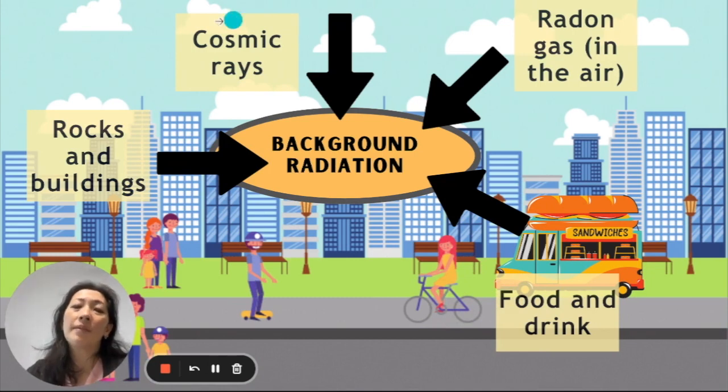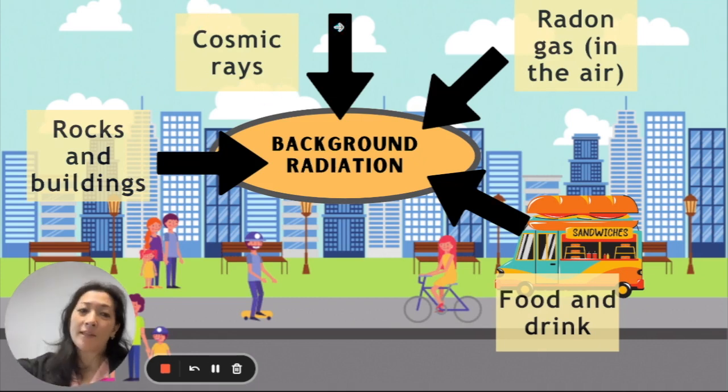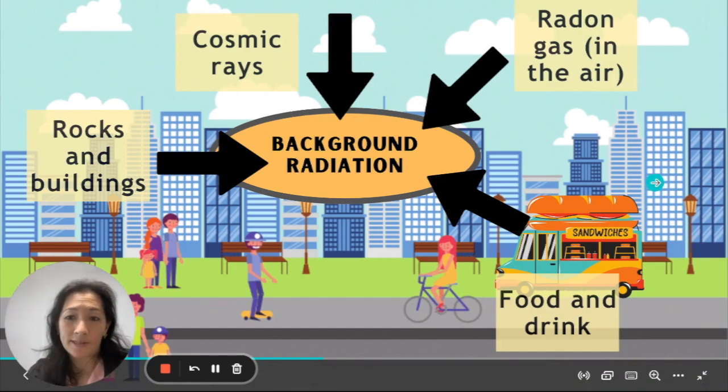It also comes from cosmic rays from outer space, from the sun and from all the natural satellites that are orbiting the Earth or floating and moving around in space. Yeah, it also could come from that. So background radiation could come from any of these sources.